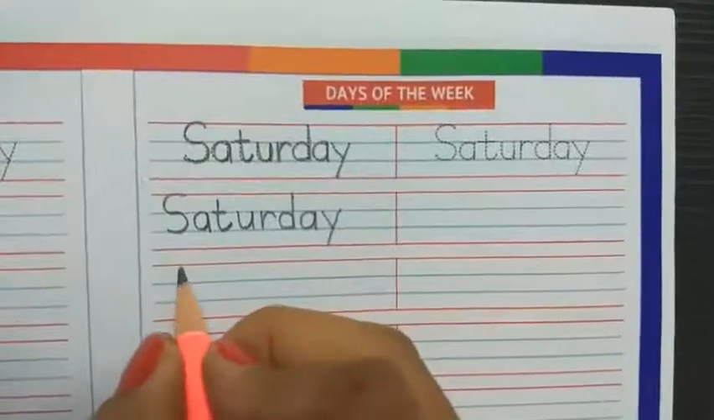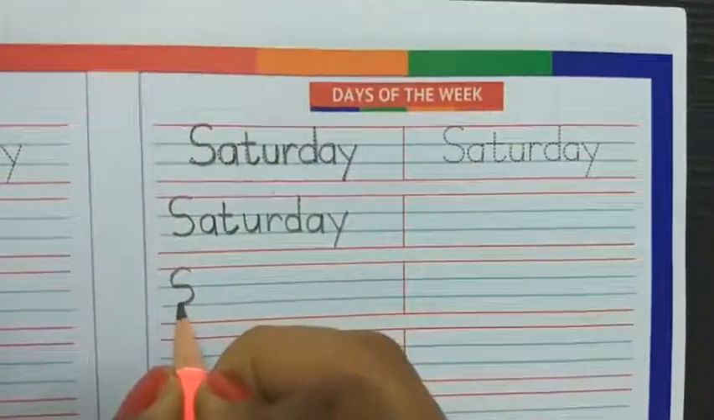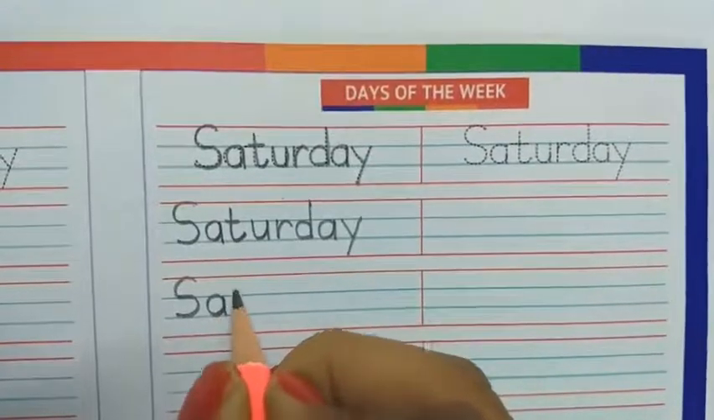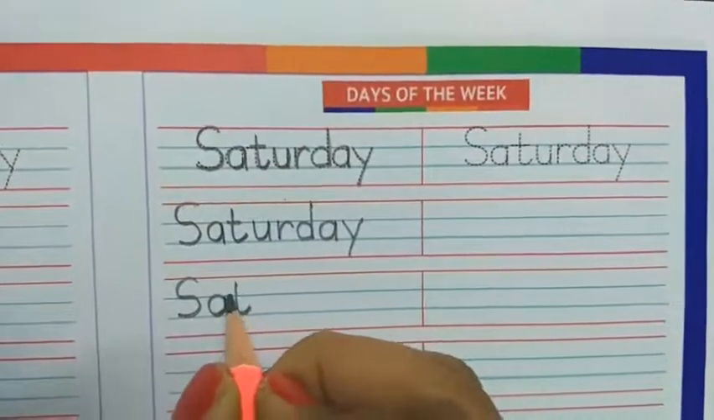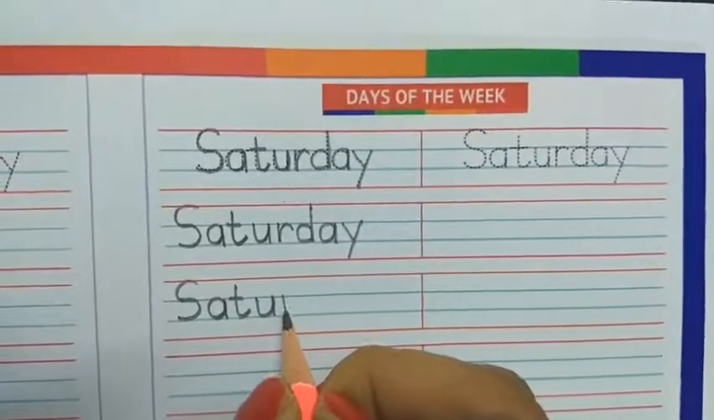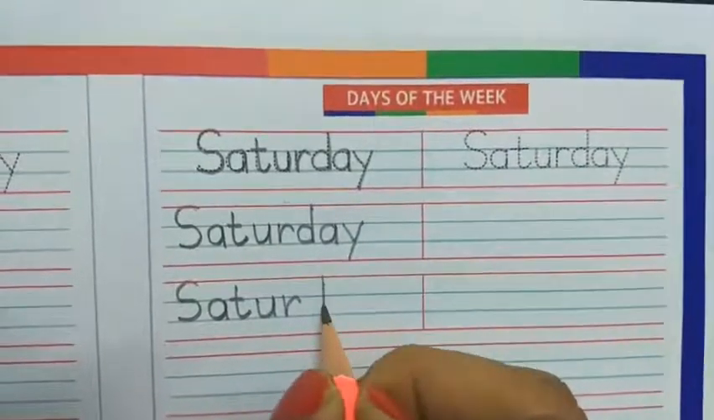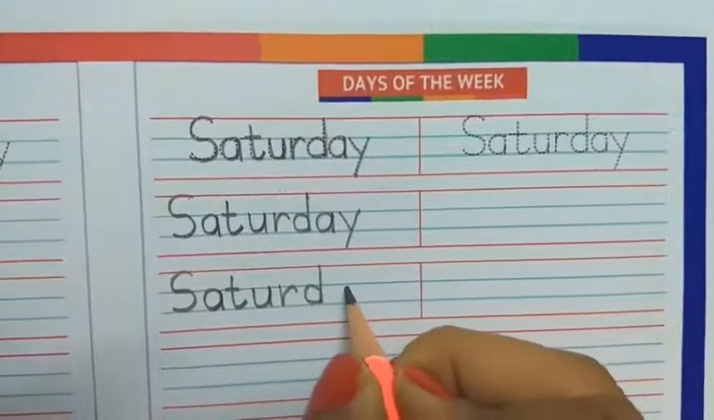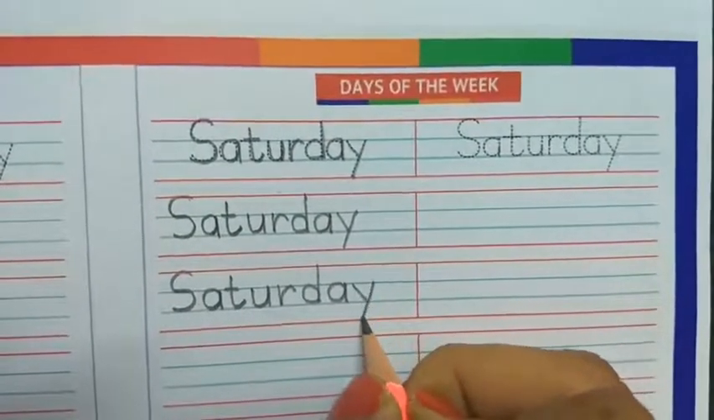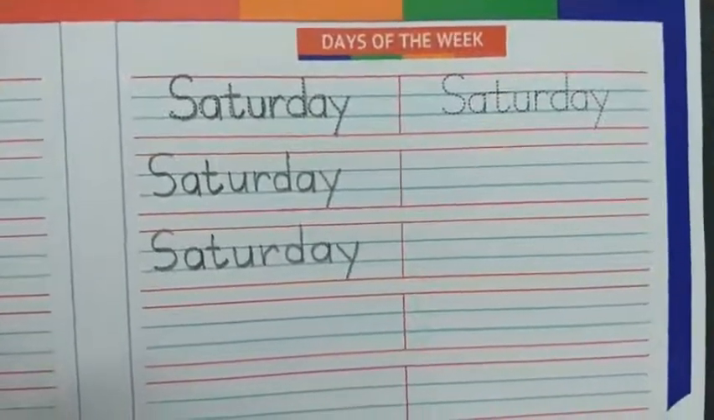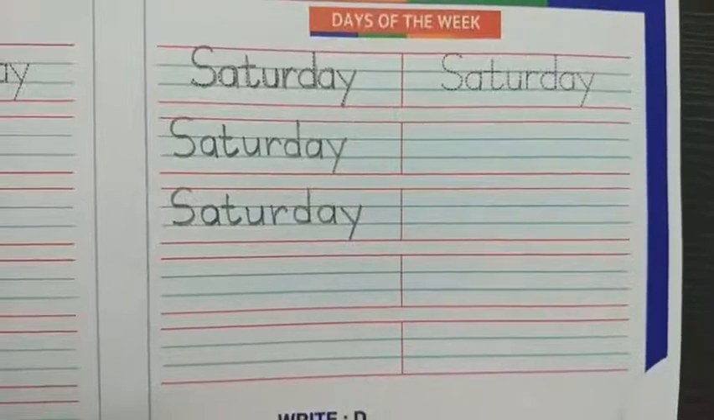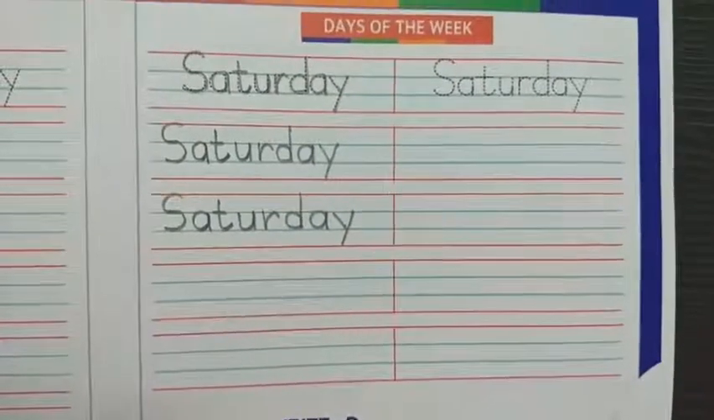Saturday. One more time. Capital S, A, T, U, R, D, A, Y. Saturday. So children, same way you have to write.